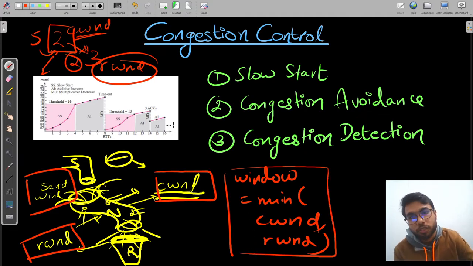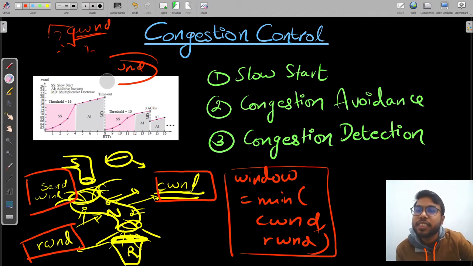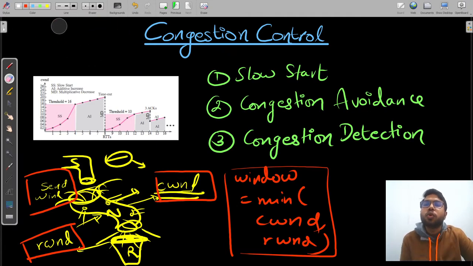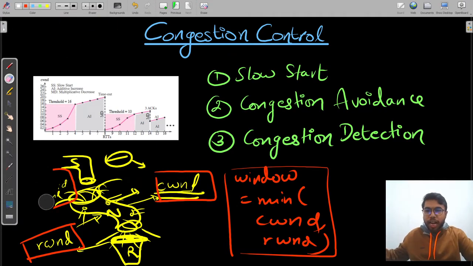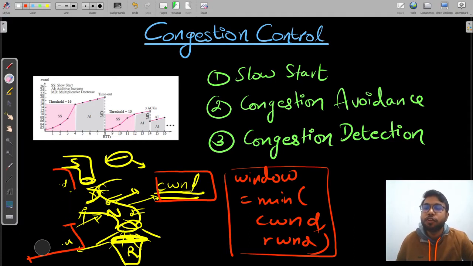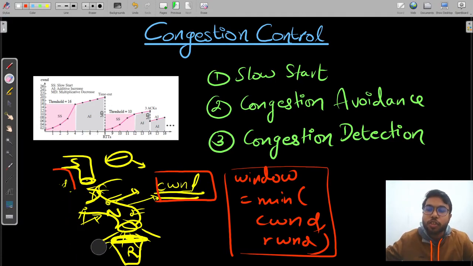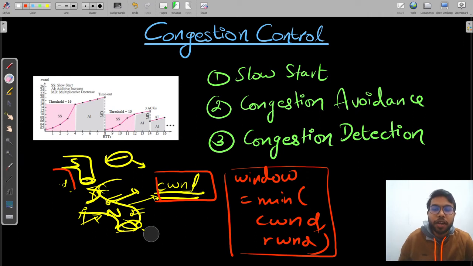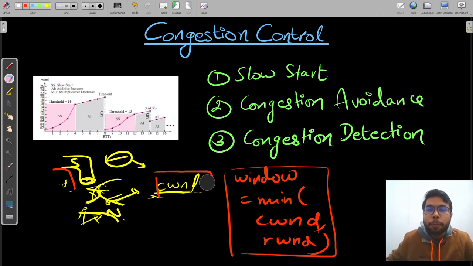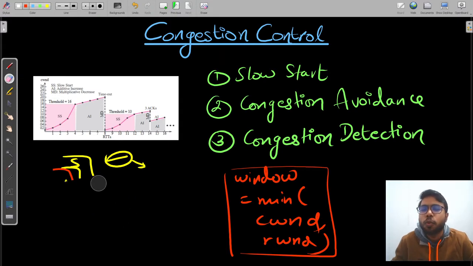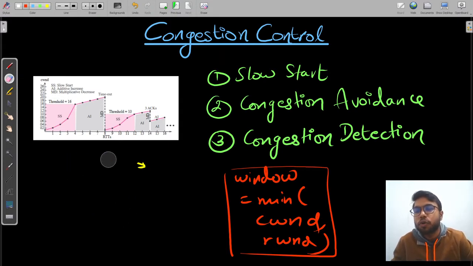Hopefully that was very clear in how our pipe, bucket and tap example connects with congestion. Congestion is basically an excess of stuff in your channel. The difference between congestion and flow is that congestion is in your channel, in your network, but flow basically concerns your receiver and your sender. It does not care about what happens in between. It only cares about the endpoint and the beginning point.